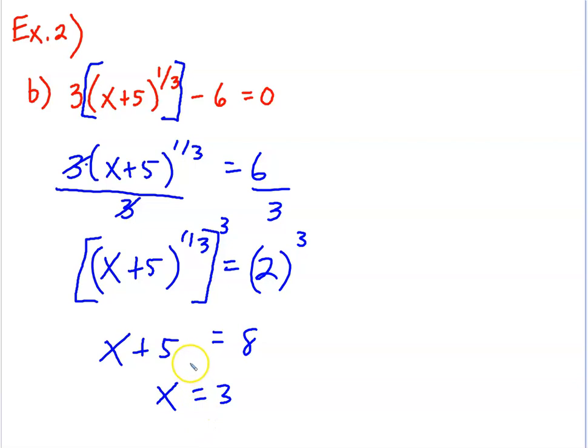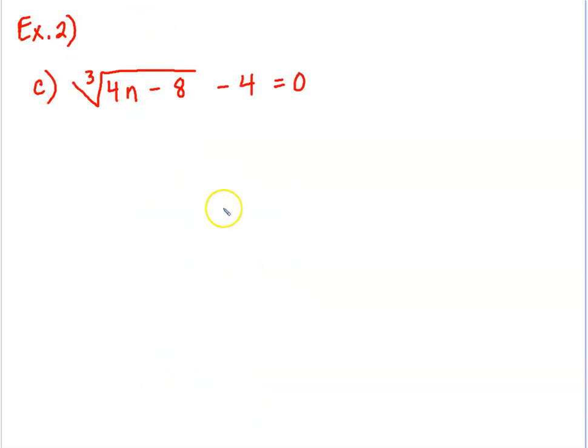So once again, you could check this out. You do need to check it out, at least mentally, and make sure that it actually works. Okay, here's another radical equation. So isolate the radical first, add 4 to both sides.